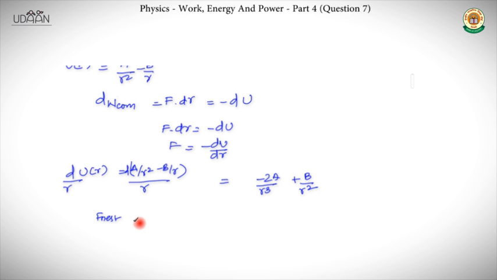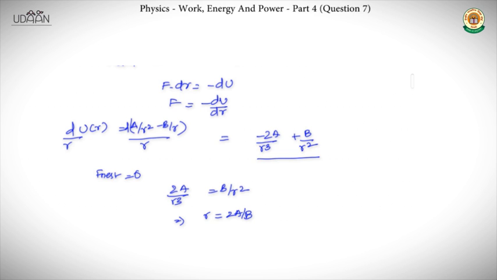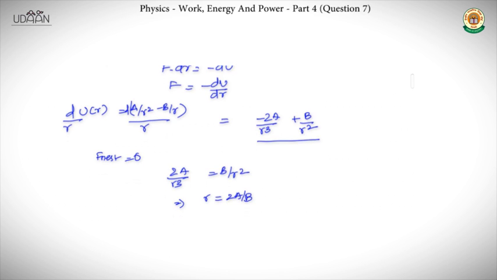As dU by dr is equal to minus F, and F net is equal to 0, we just equate this term to 0. So this will be 2A by r cube is equal to B by r square. In this way, we will be getting r is equal to 2A by B. So at the equilibrium, actually he asked the equilibrium distance. At equilibrium distance, the F net will be equal to 0, and we got r is equal to 2A by B.